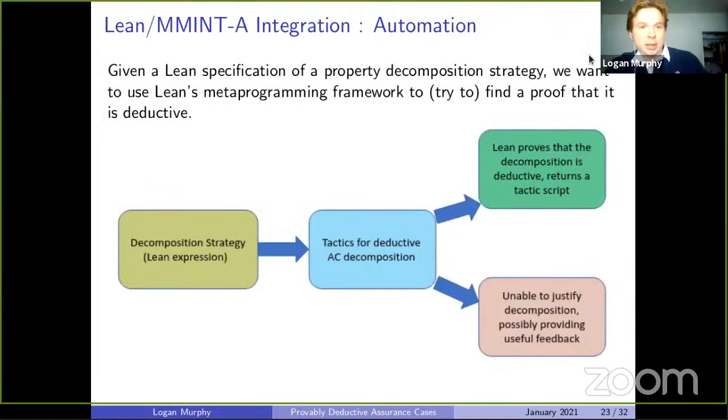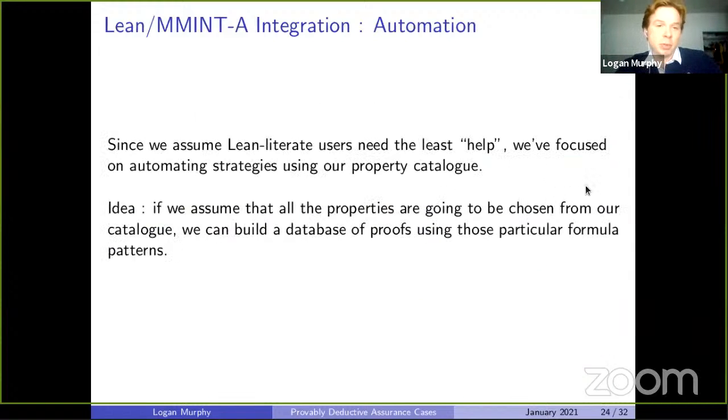Okay, so now that we have a method to specify a decomposition strategy, we wanted to use Lean's metaprogramming framework to at least try to find a proof that is deductive. So what we're hoping to do is take the input, which is a Lean expression of a decomposition strategy, apply some tactics for showing that a decomposition is deductive, and then either Lean will prove that it's deductive and return a tactic script of that proof, or it'll be unable to justify it and then hopefully provide some useful feedback. Since we might have users who know Lean and users who don't, most of the automation we've tried to build is for the ones who don't know Lean.